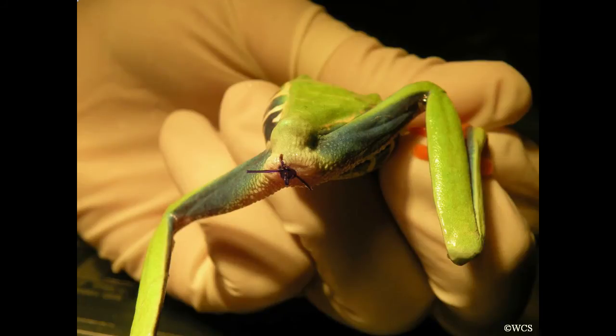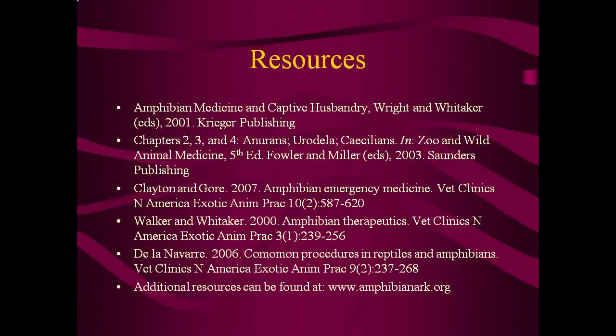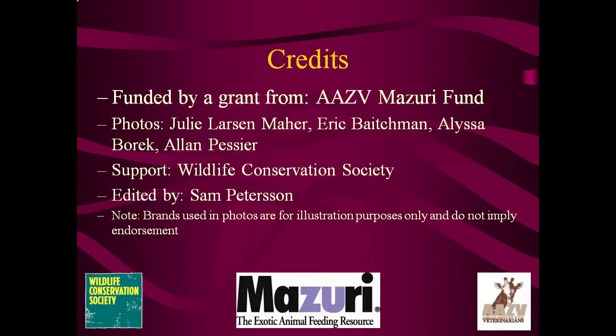A number of useful references and resources regarding amphibian medical problems are listed here. Additional resources can be found at the Amphibian ARC website. That concludes part one of this module. Please continue on to view part two covering nutrition, nutritional disorders, and general supportive care guidelines.